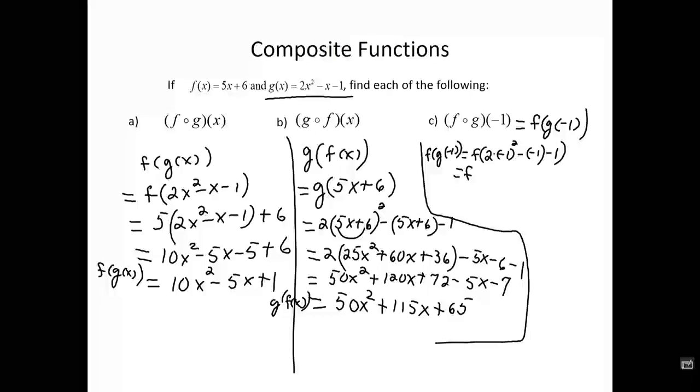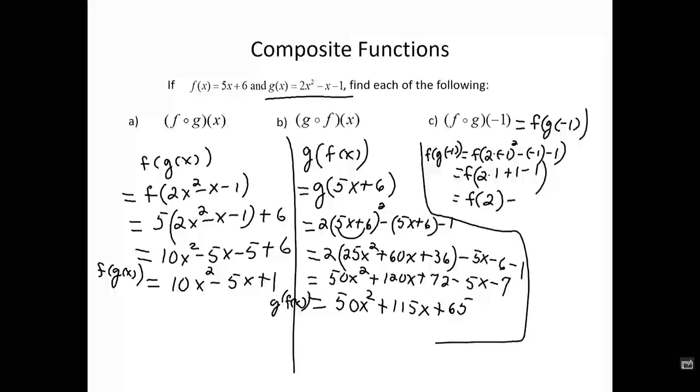So we got f of 2 times a negative 1 is 1, minus times a positive 1 minus 1. So we have f of 2 plus 1 minus 1, 0. So this is f of 2.